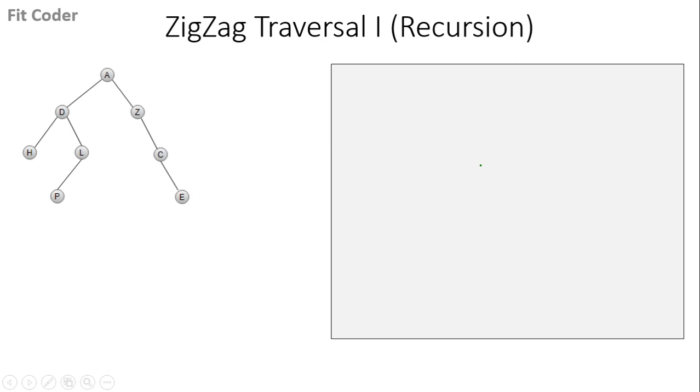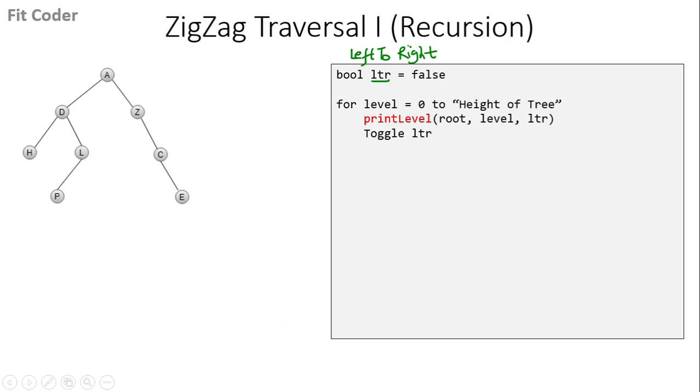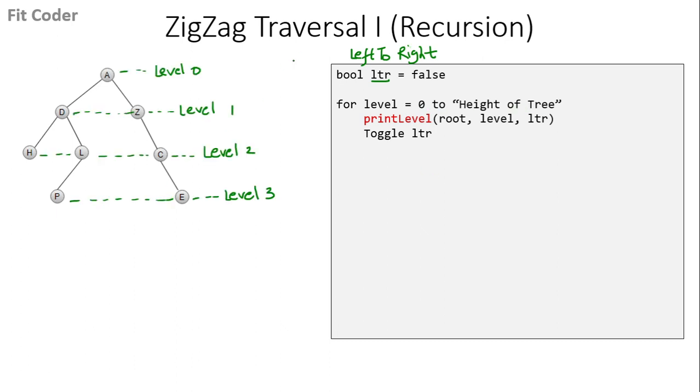In the first method that uses recursion, first we keep a boolean variable LTR. This means left to right. We have initialized it with false. Then we have this for loop which runs from level 0 till the height of the tree, and the height of this tree is 3. Then for level 0 till the height of the tree, we call this function printLevel.